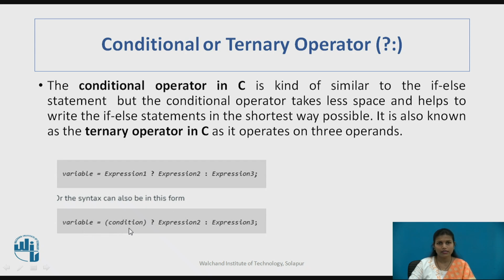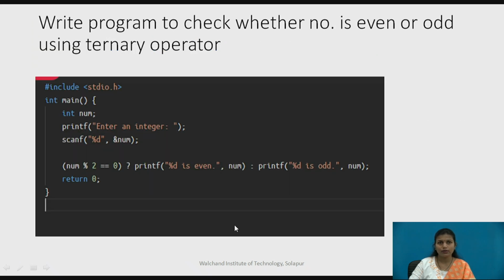Here is the syntax: variable is equal to, here we are providing the condition. If the condition is true, it will return expression 2, otherwise it will return expression 3. Let's see an example using the ternary operator. Write a program to check whether the number is even or odd using the ternary operator.